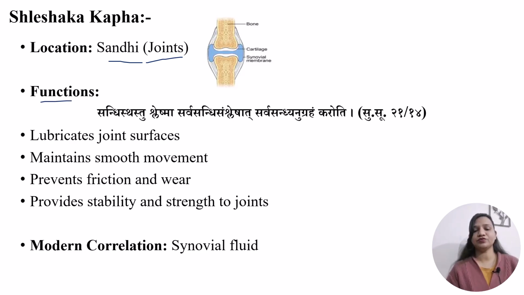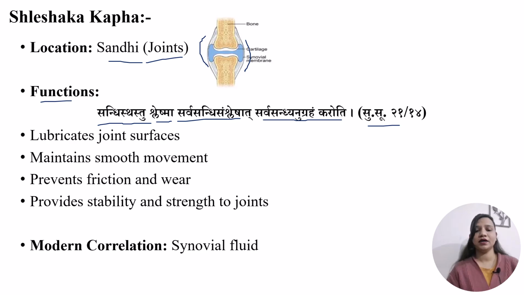The function in Sushruta Samhita goes like: Sandhi sastu shleshma sarva sandhi sansleshat sarva sandhyanugraham karoti. So this shlok also says that Shleshaka Kapha resides in Sandhi, and situated in Sandhi, it supports and maintains all joints by providing binding, lubrication and stability to the articulating surfaces of the joint. As you can see here, synovial membrane is there, synovial fluid is there. So we can understand the Shleshaka Kapha by the synovial fluid.